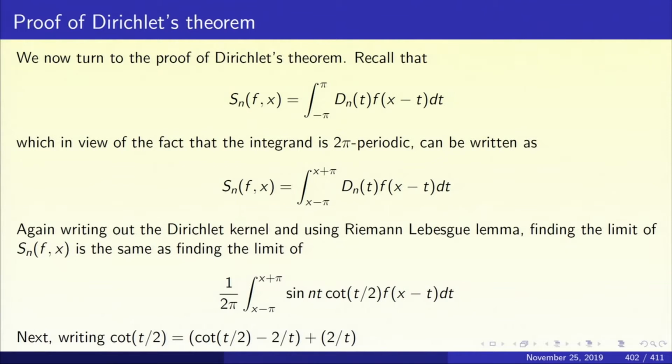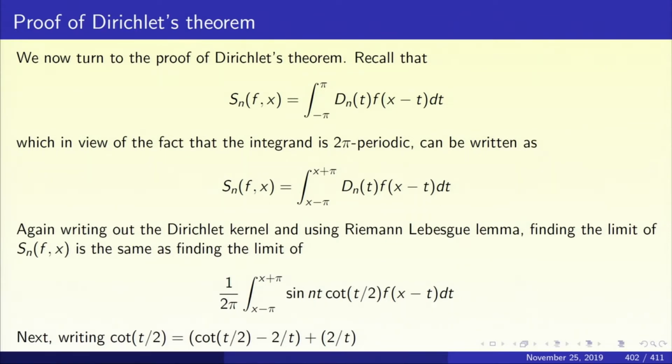Now we must write out the Dirichlet kernel. The Dirichlet kernel consists of two pieces. There is an isolated cos nt term, but the integral of cos nt into f(x minus t) dt will go to 0 by the Riemann-Lebesgue lemma. There will be a sin nt into cot(t/2) term, which is a troublesome term, and that has been displayed here: 1 upon 2 pi integral from x minus pi to x plus pi of sin nt cot(t/2) f(x minus t) dt. It is this piece that we must worry about, and we must take the limit of this as n tends to infinity. The other piece went to 0 anyway.